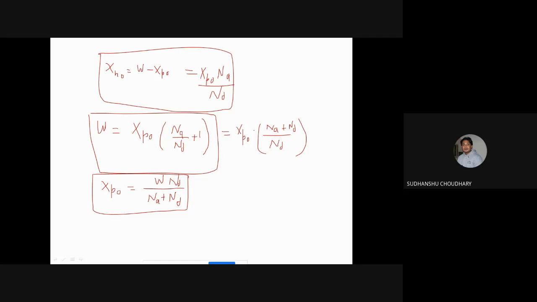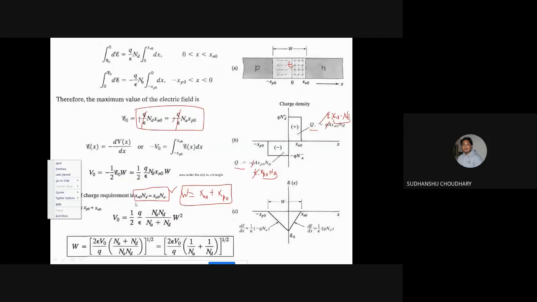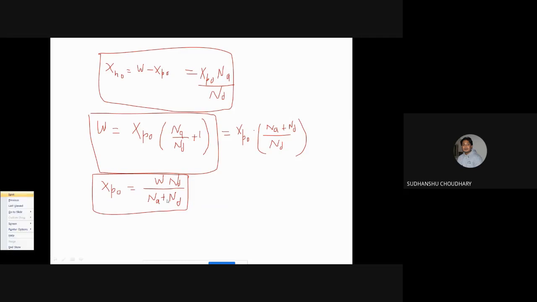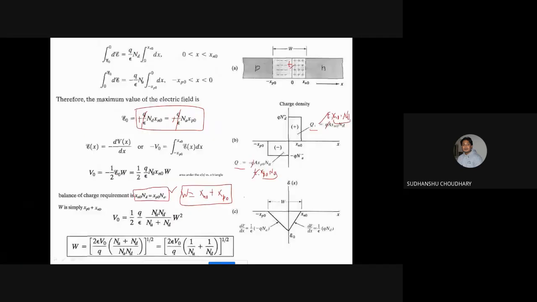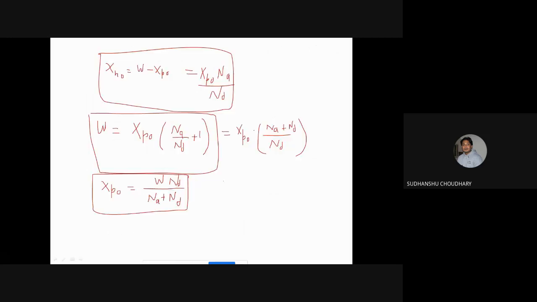Okay. So if I put this Xp0 value here in this equation, I'll get Xn0, right? So I have the value of Xp0 in terms of W and the doping concentration. If I do that, I'll get Xn0 is equal to W times Na divided by Na plus Nd.